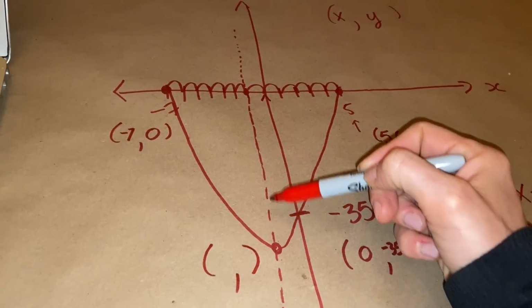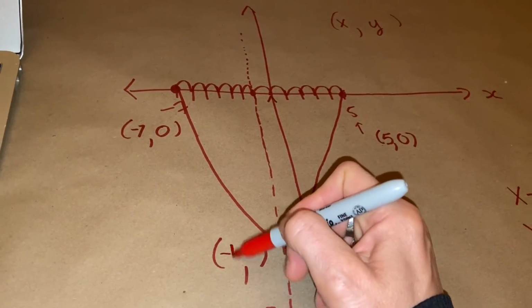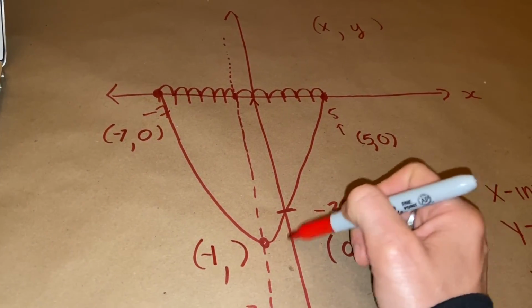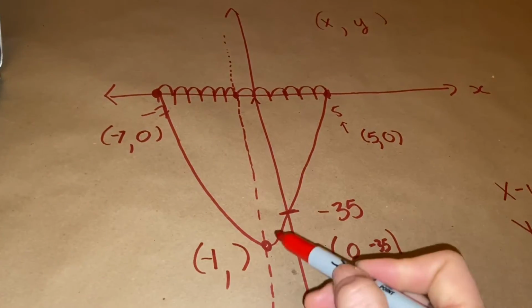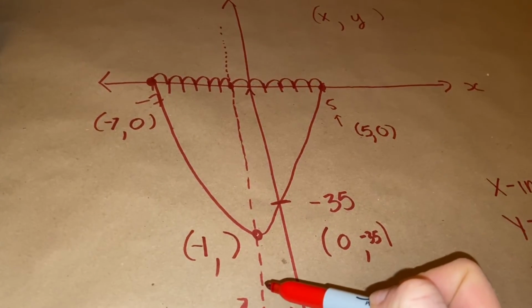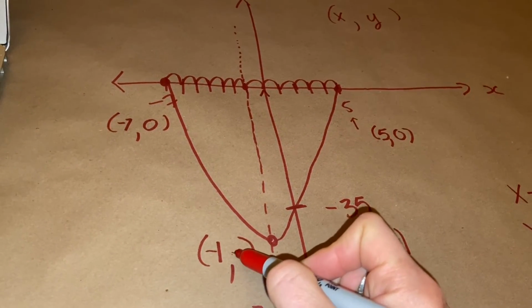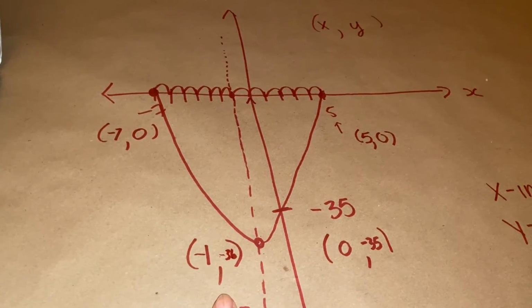And I know that this vertex, first let's do the x. The x, if I go up here, is minus 1. And my y is something over here that is less than minus 35. So maybe minus 36. So that would be my vertex.